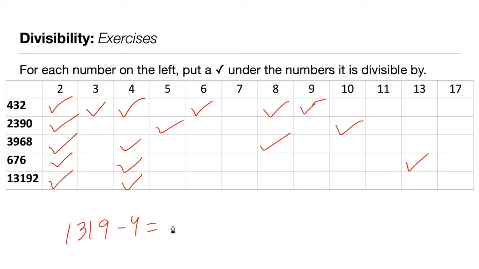Let's do that. What we have is 1,315. And then let's continue the process. 5 times 2 is 10. And then subtract that from the remaining numbers, 131. What we have is 121.